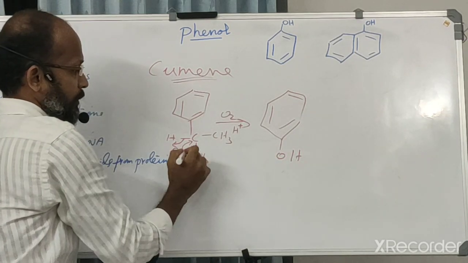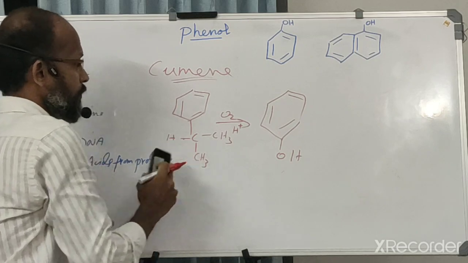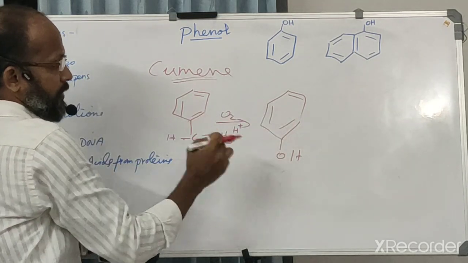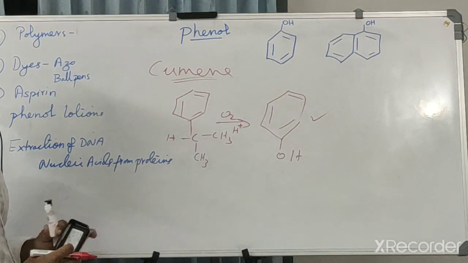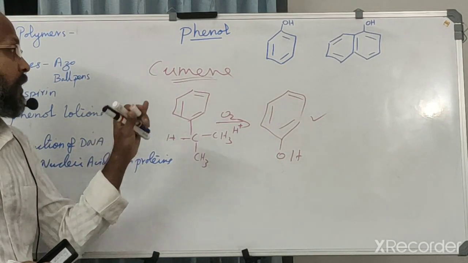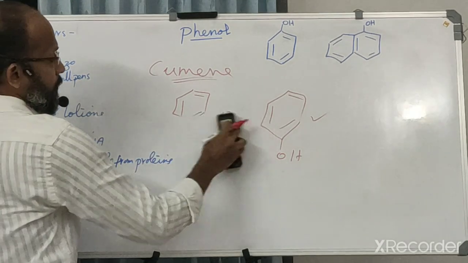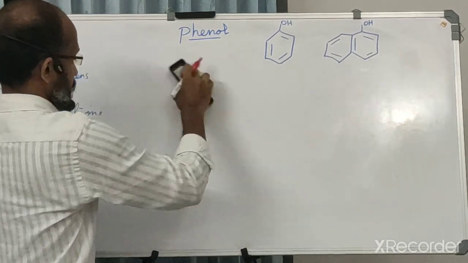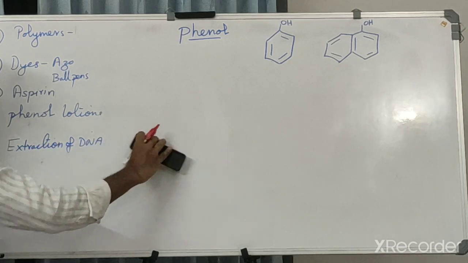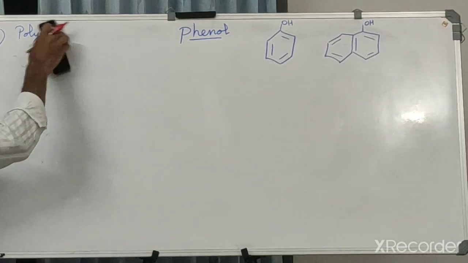So cumene on air oxidation followed by acidification, we will get phenol. So two methods we are having now. One is Dow's process and another one is the cumene method. This is a highly valuable synthetic method. Now we can consider some properties of phenol.